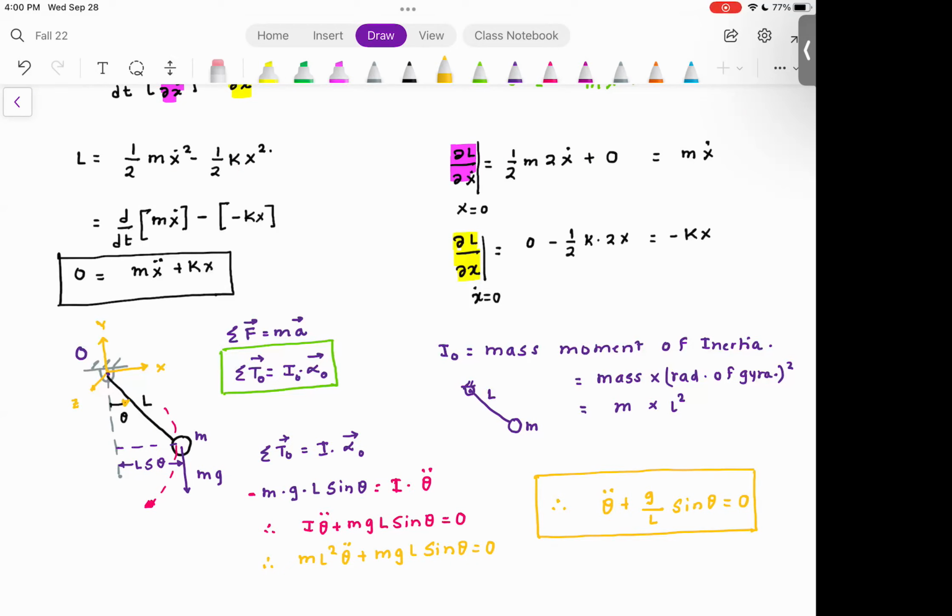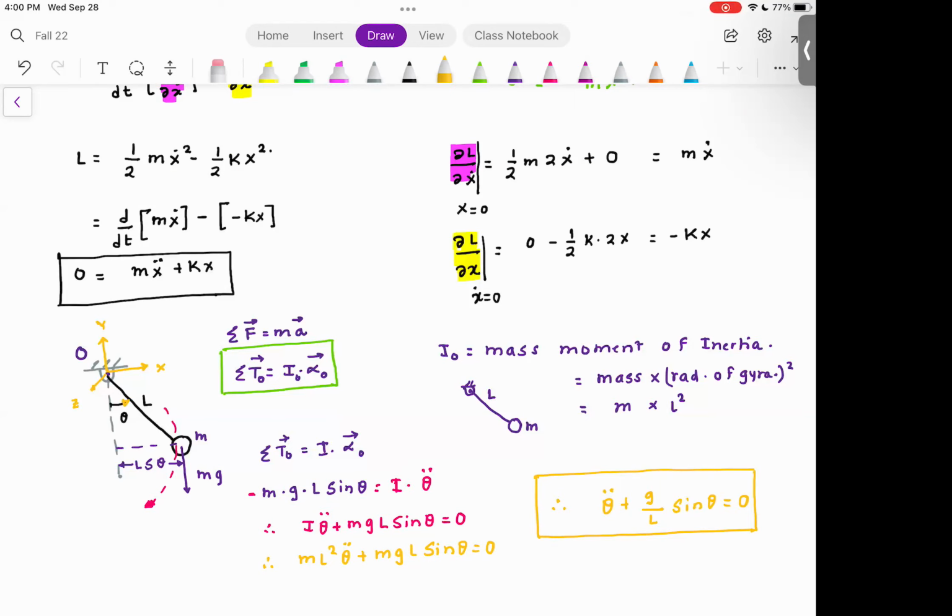Why is it an ordinary differential equation? Because theta is only a function of time. Theta is not a function of anything else. Theta is only a function of time. Now here comes the important question. Is this equation linear or non-linear?